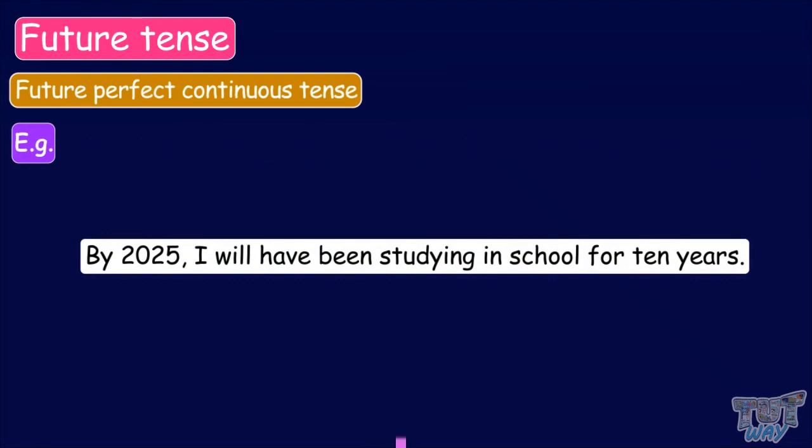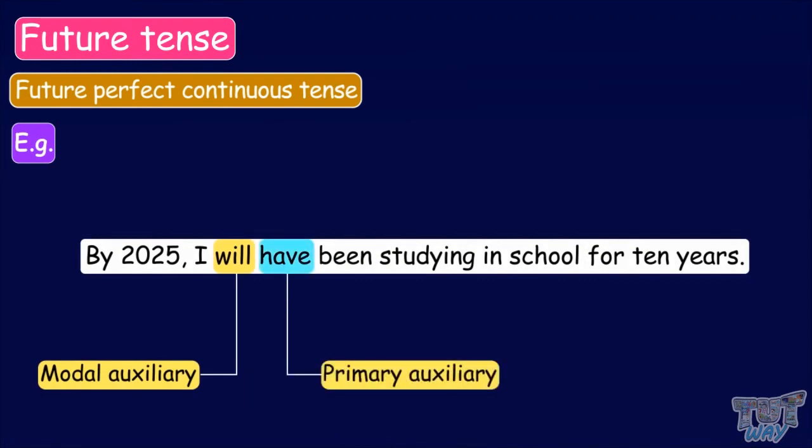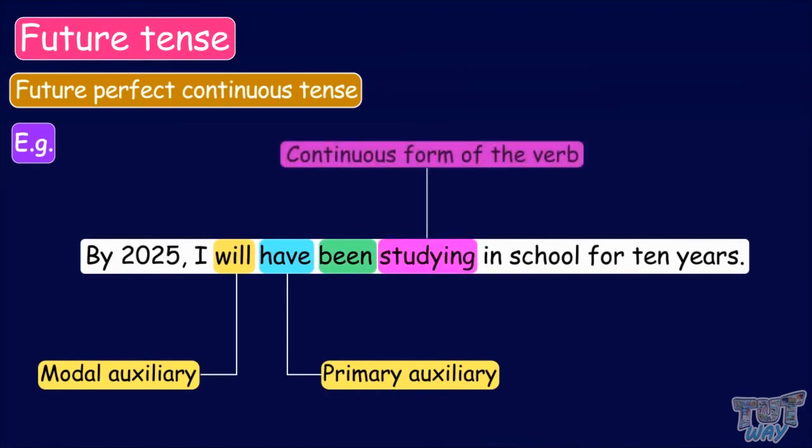So this sentence shows a progressive action that will happen till 2025. And we have used modal auxiliary will, primary auxiliaries have, been, and continuous form of the verb, which is studying.